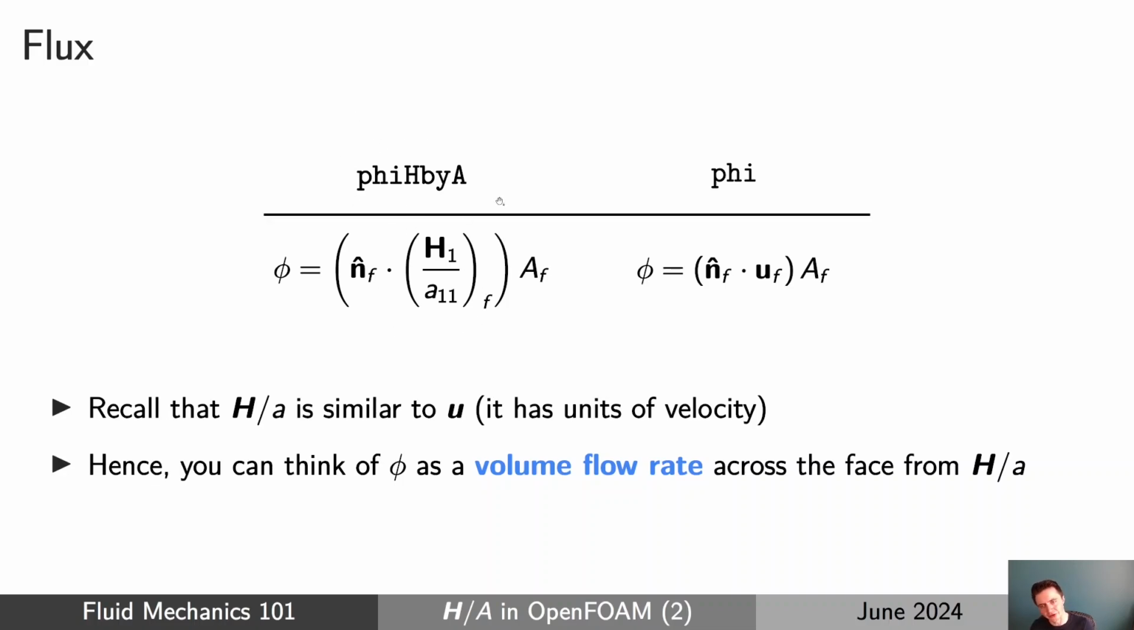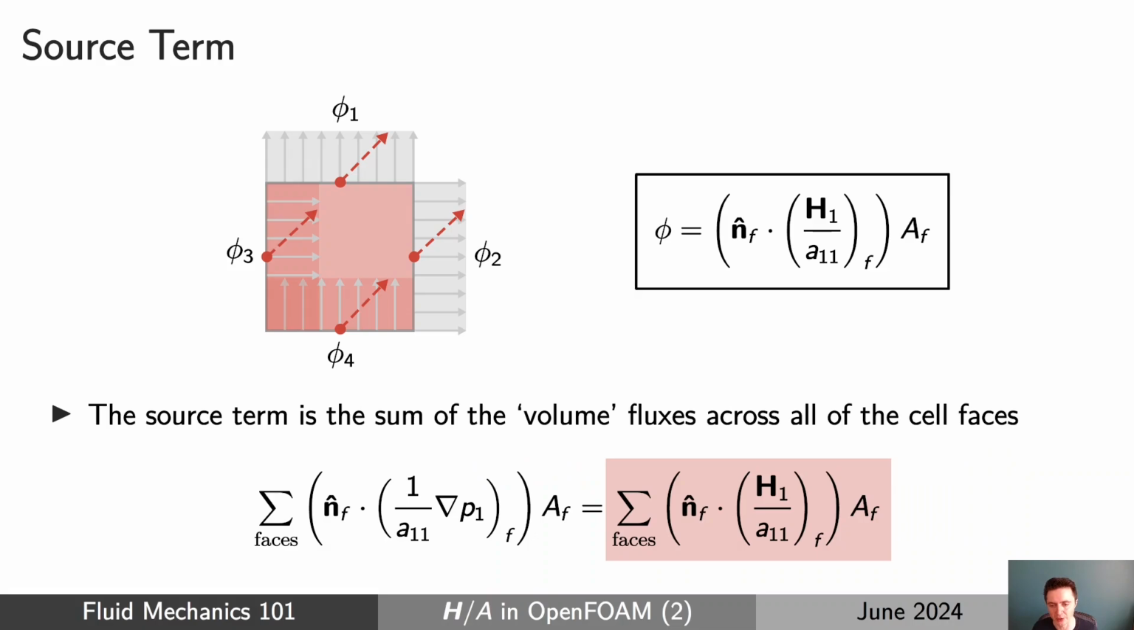And this notation of phi HbyA is there to remind us that this is the volume flow rate, or the volume of fluid that's pushed across a face each second by HbyA rather than the velocity field. So hopefully you've been able to understand that small difference now. And if we return back to the pressure equation and we look at the right hand side, you can really see what this actually means. We've got the sum over the faces of this quantity phi HbyA that we've just calculated.